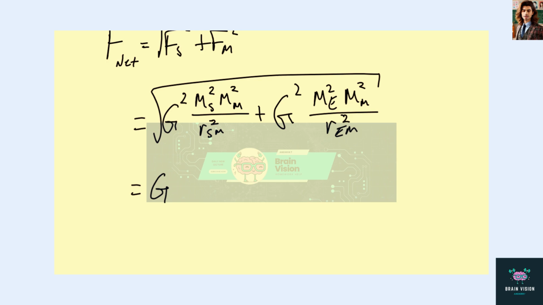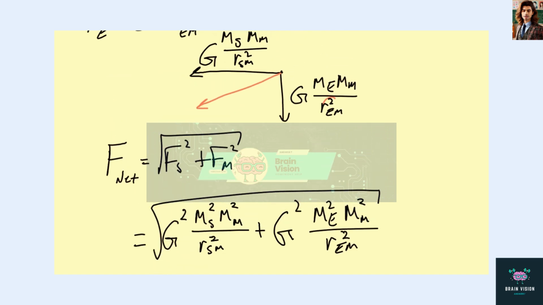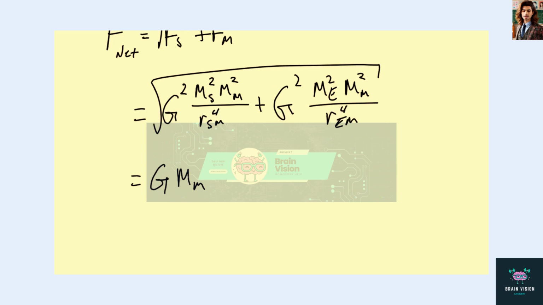So I'm going to pull out a G, and I'm going to pull out mass of the moon. And then you get, oh, I'm sorry, I actually just realized I made a mistake here. Remember the forces? The force already has a square built in. So when I square that, these need to be 4s. I forgot that. Make that a little bigger. Okay, so that needs to be a 4. Okay, so I have that.